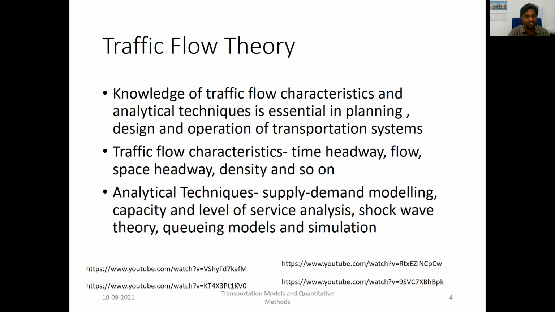So as a transportation engineer, we have to be aware of traffic flow theory and fundamentals. Initially we'll focus on traffic flow characteristics such as time headway, flow, space headway, density, and so on. And when it comes to analytical techniques: supply demand modeling, capacity and level of service analysis, shock wave theory, queuing models, and simulation. This will be part of module 1, where students will have an idea about traffic flow characteristics as well as analytical techniques used by different agencies.